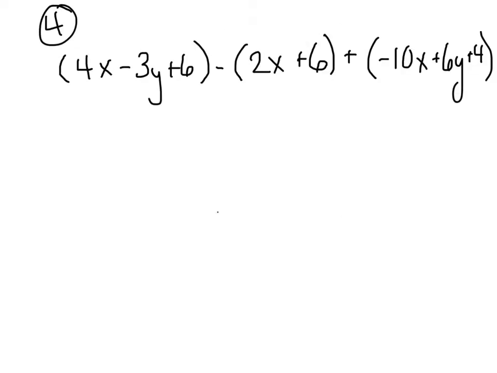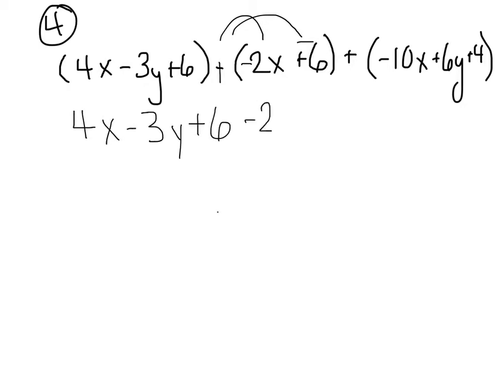For this problem, we're combining three polynomials. So the first thing we want to do is distribute this negative. When we distribute it, it'll become plus, and then 2x is going to become minus 2x, and this plus 6 will become a minus 6. So now we're just going to write all of our terms down here. We're going to have 4x minus 3y plus 6 minus 2x minus 6 minus 10x plus 6y plus 4. And now we're going to combine our like terms.